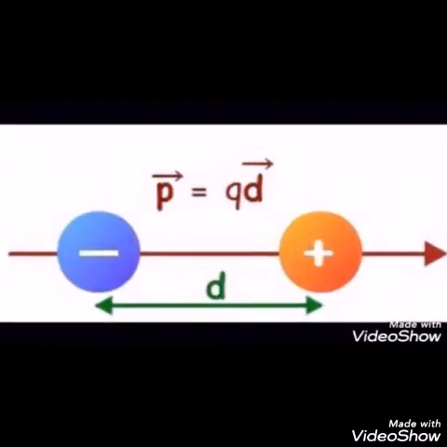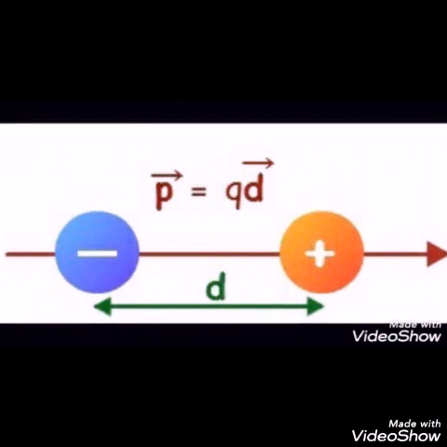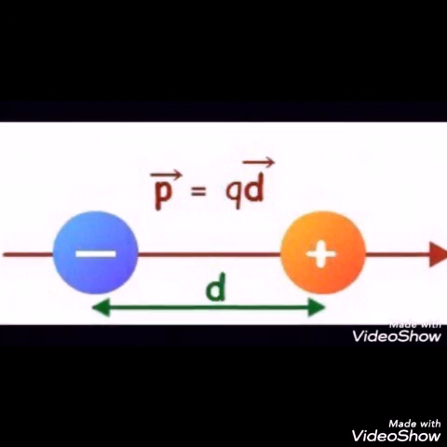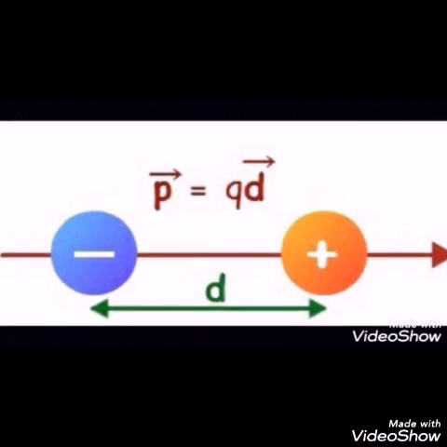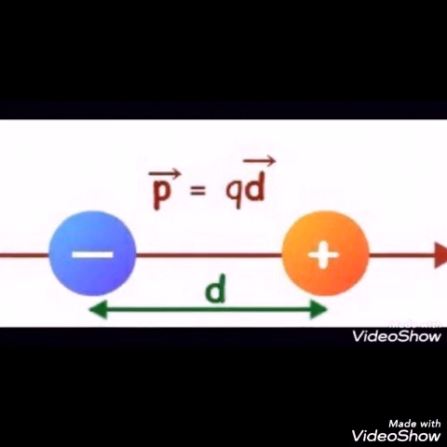Next topic, electric dipole. Two equal and opposite charges separated by a small distance constitute an electric dipole. In many molecules, the centers of positive and negative charges do not coincide. Such molecules behave as permanent dipoles. Examples: water, ammonia. Now we are going to see the electric field due to an electric dipole.